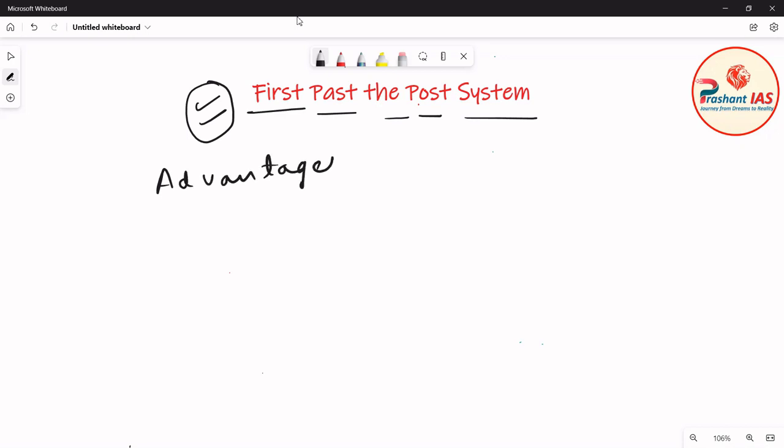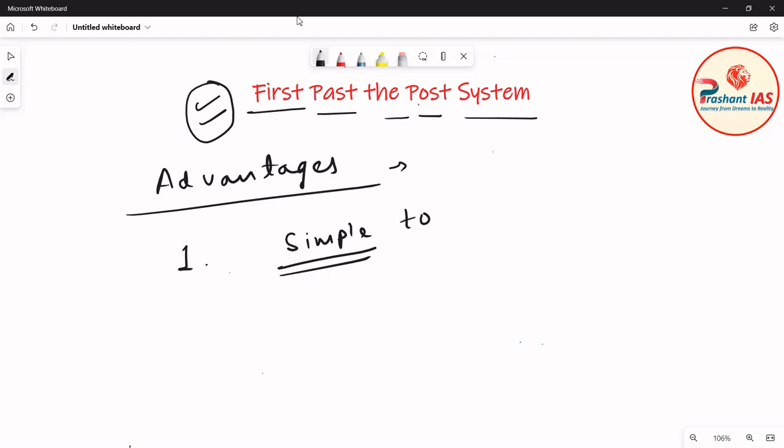So what is the first advantage? The first advantage is that this system is very, very simple to understand. For example, I have explained the first past the post system here. Instead of telling you all these things, even if I just tell you that the contestant getting the maximum number of votes will be the winner, a layman, an uneducated, illiterate man can also understand this very easily.